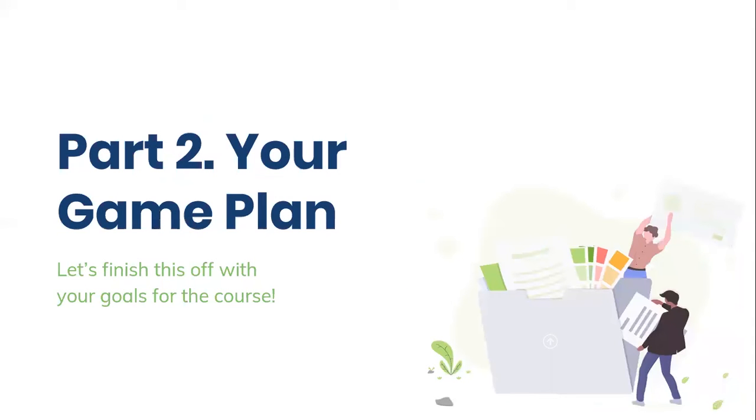The second step of the learning plan is to make your game plan. You've listed out all of the expectations for your classes: who's your professor, what class am I taking, what work am I expected to complete? But now you have to come up with a plan for yourself.